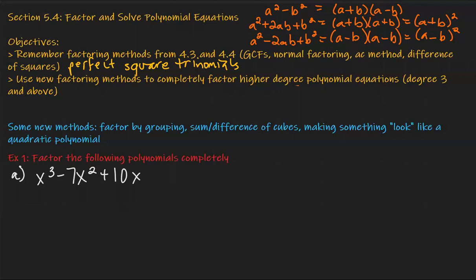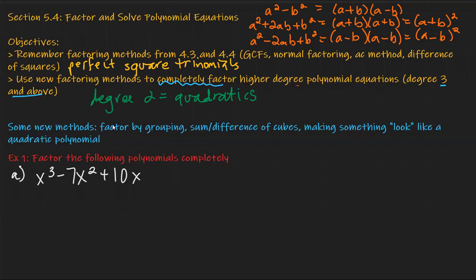Our second objective is to use new factoring methods to completely factor higher degree polynomial equations, so degree 3 and above. For now, what we've been used to is factoring degree 2, because everything that we've been factoring so far has been quadratics. So now we're going to apply our knowledge to higher degree polynomials. We're going to rock this.